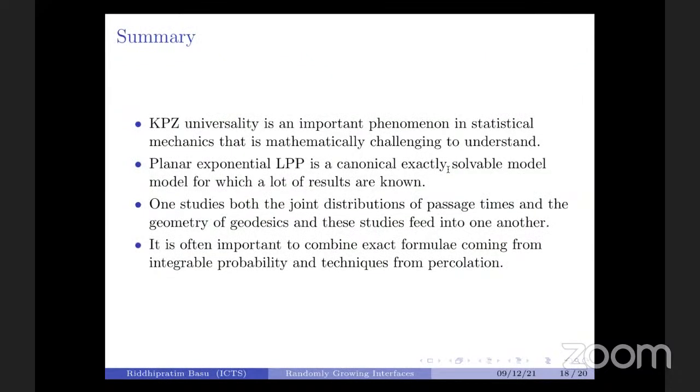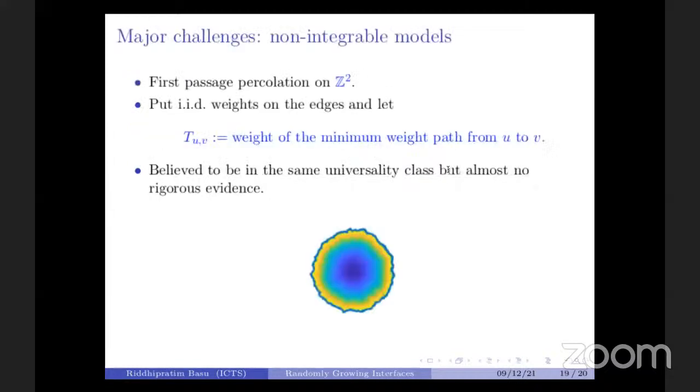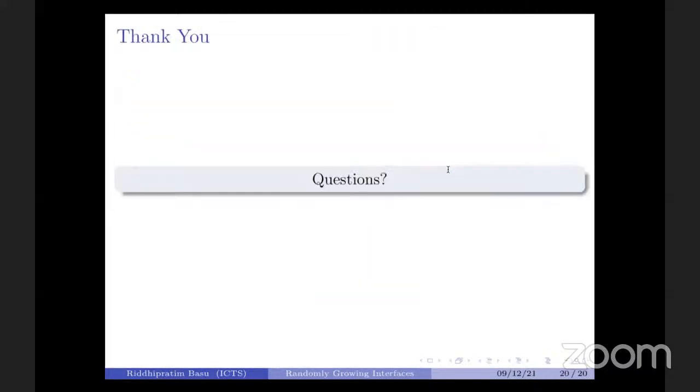I probably should finish soon. Just summarizing, it's an important topic. This KPZ universality is mathematically challenging to understand. The question of universality is particularly challenging. But there are some canonical exactly solvable models for which people can get a lot of information. And so there are these two types of questions, about the geometry of geodesics and the geometry of the landscape of passage times, where understanding of one fits into the understanding of the other, which is quite interesting. I think I should just stop here. Thanks very much for your attention, and happy to take questions.